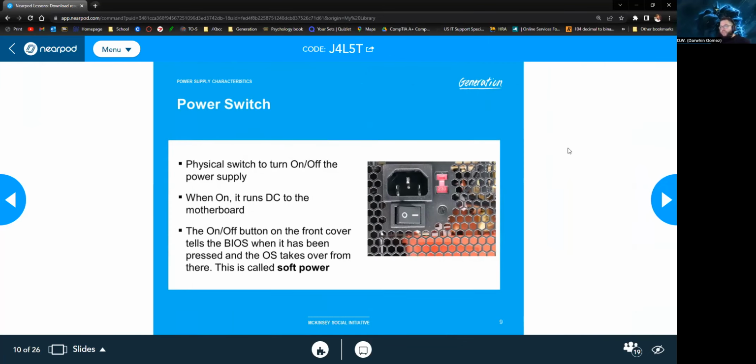All right, so this is the power switch. This is what I just spoke about. It's a physical switch to turn on and off the power supply. When on, the direct current is able to flow to the motherboard, and when it's off, there's no electrical flow. When it's on and there's power flowing, and you push the power button on the front panel, powering on your system the traditional way, then the BIOS and the OS take over after that. But up to that point, there is soft power going on. There is a small trickle of power going in, and that's what we call soft power.